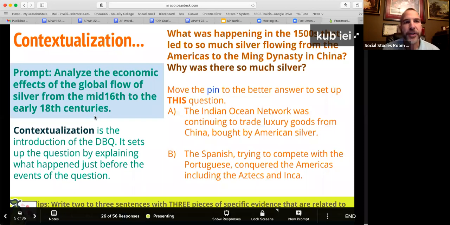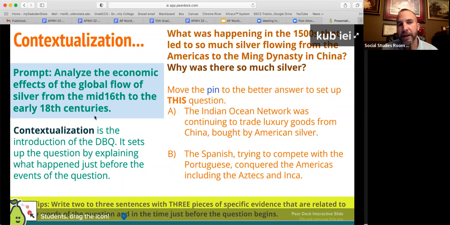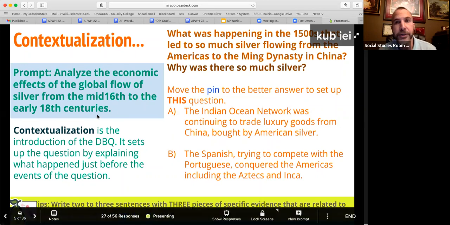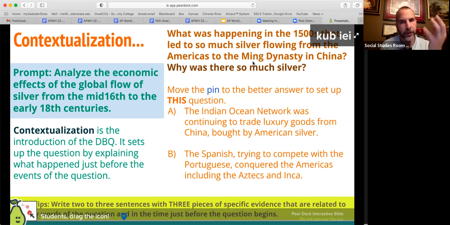All right. So if you are going to start writing this response, and you're going to begin with context like we encourage you to do, go ahead and move your pen to what you think is the best answer to this question about what's happening in the 1500s. If we're going to set up this question, establish the context and background information, we want to discuss maybe the causation, what's been happening, what's leading us to this point that our thesis and our response ultimately is going to center on.